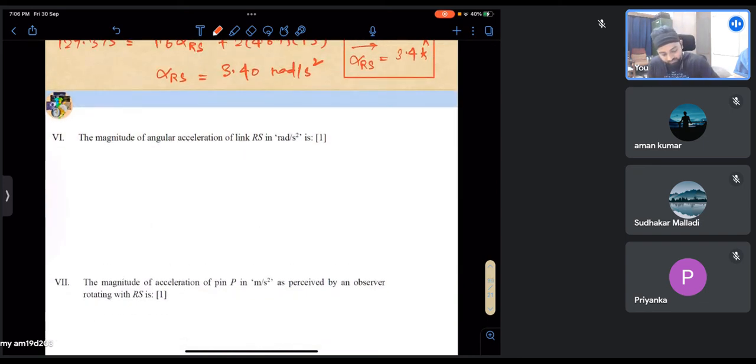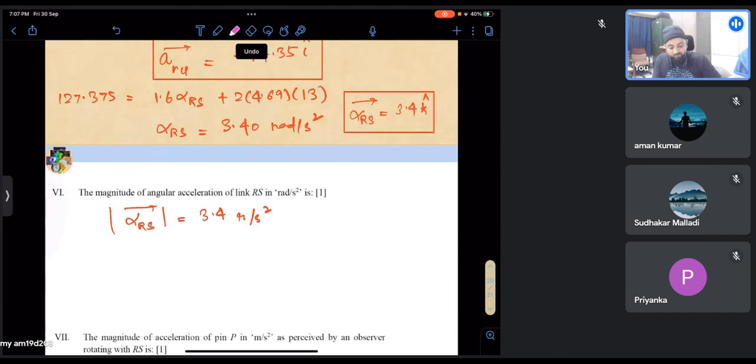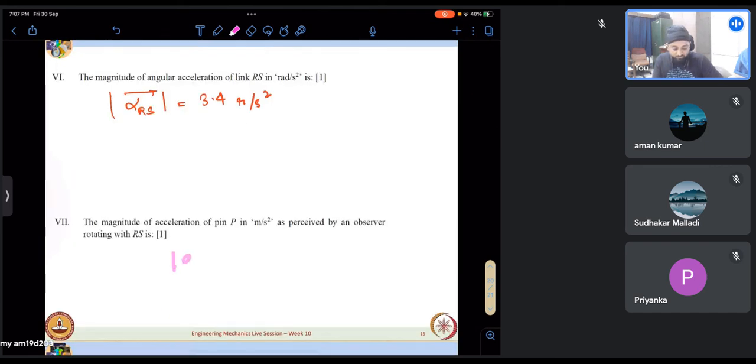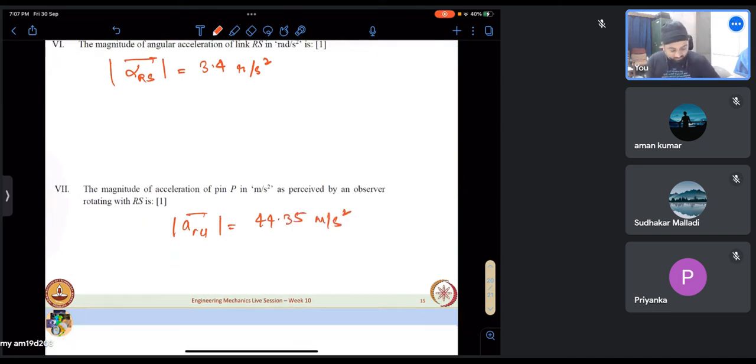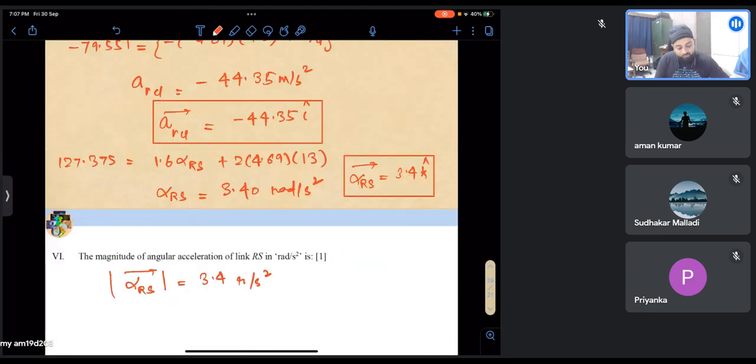So alpha RS magnitude comes out to be 3.4 radians per second squared. And the magnitude of acceleration of pin P as perceived by an observer rotating with RS. This is again AREL, but we should note that magnitude is asked. So we should report the absolute value. So the magnitude of AREL is what is asked. It is 44.35 meters per second squared. So this is how we solve this problem.